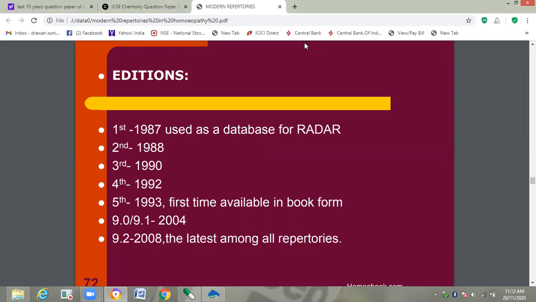So first, in 1987, Synthesis was used as a database for the Radar program in remedies. Then the second edition was released in 1988. The third edition was released in 1990.